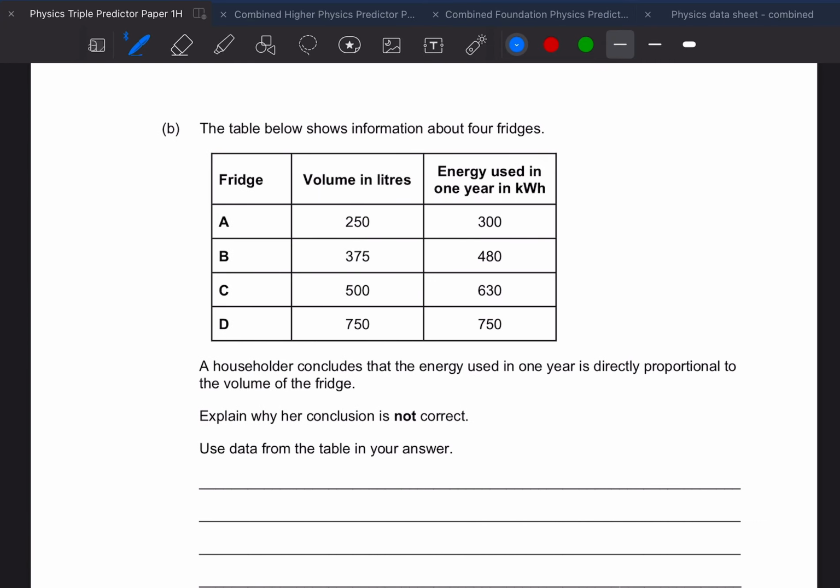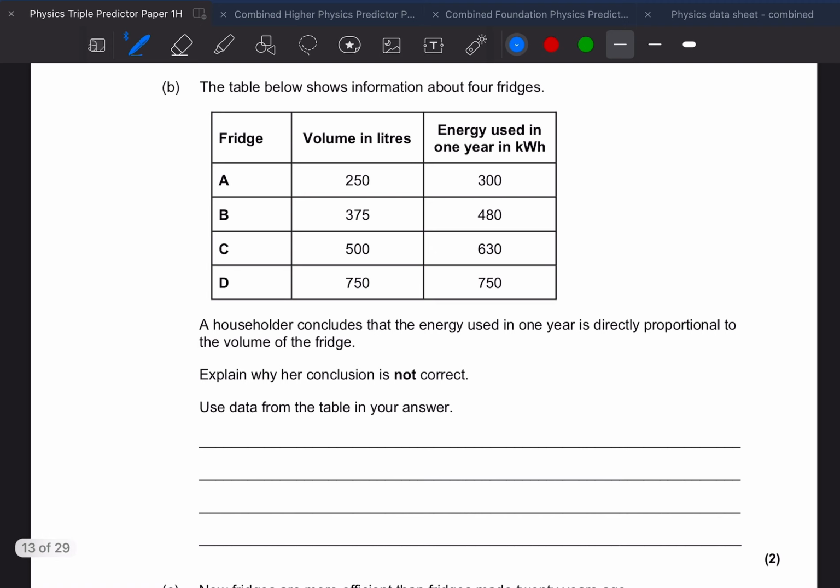The table below shows information about 4 fridges. A householder concludes that the energy used in 1 year is directly proportional to the volume of the fridge. All right, directly proportional. We know that means as one value doubles, so does the other, so equal rates of increase. Explain, so give a reason why her conclusion is not correct. Use the data from the table. So we've got to use that table data.